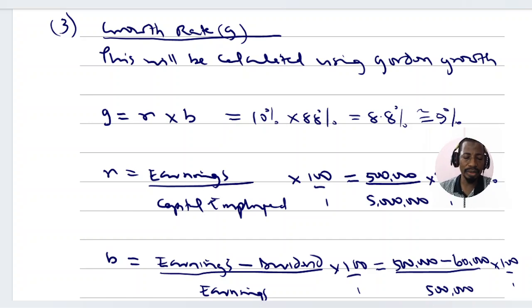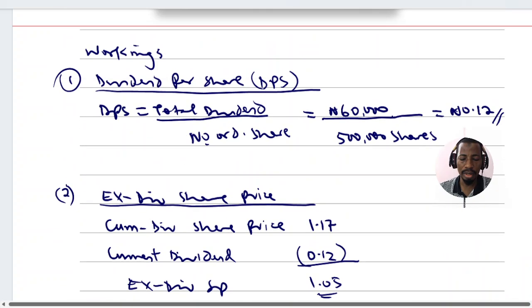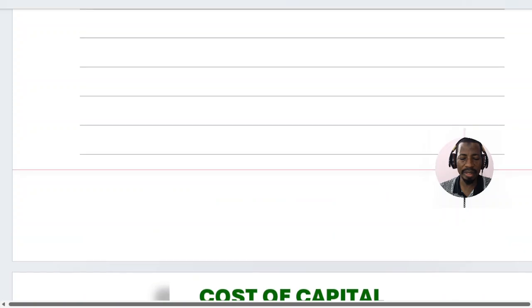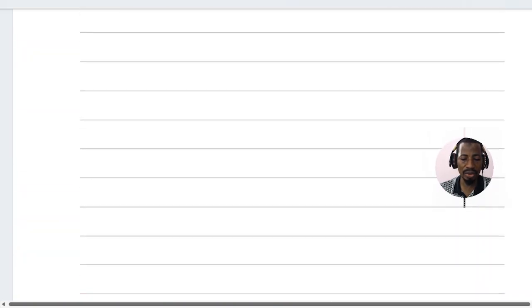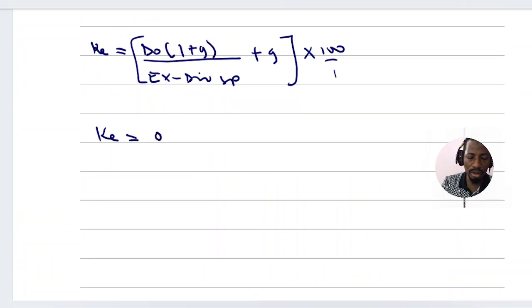Now that we have computed growth rates, we've also computed the ex-div share price to be 1 naira 5 kobo. Then we have dividend of 12 kobo. We can then proceed to calculating the cost of equity using the dividend valuation model. So the current dividend is 12 kobo. Growth rate is 9%. 1 plus 9% will give us 1.09.